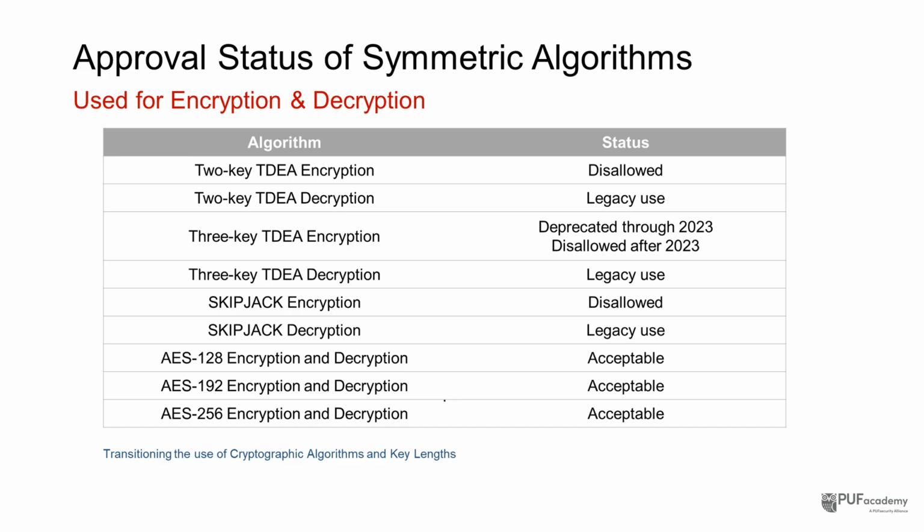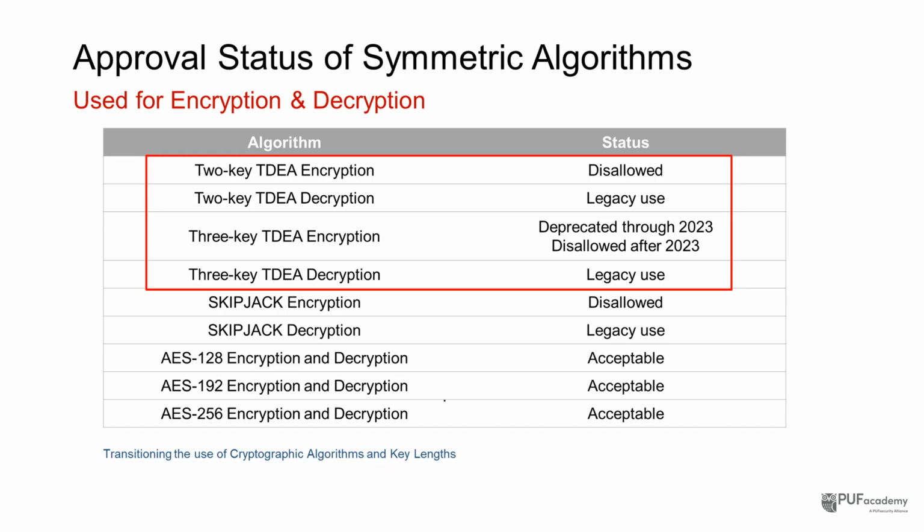This slide provides a critical overview of the approval status of symmetric algorithms used for encryption and decryption, reflecting the necessary transition in cryptographic standards. The table clearly outlines the status of various algorithms, highlighting those that are being phased out and those that are currently approved for use. Focusing first on the triple data encryption algorithm, or TDEA, often known as triple DES. Two-key TDEA for encryption is now disallowed, and for decryption it is limited to legacy use. This signals a mandate to stop using it for new applications.